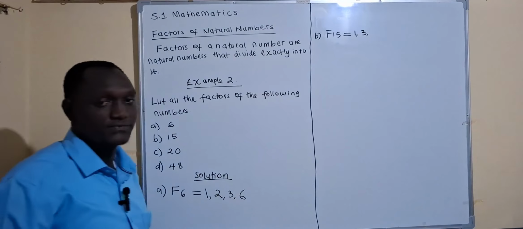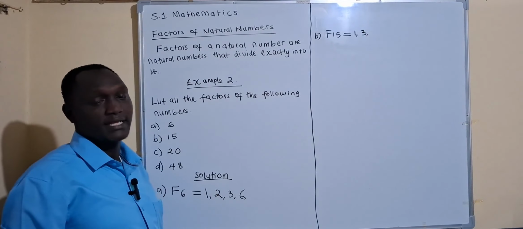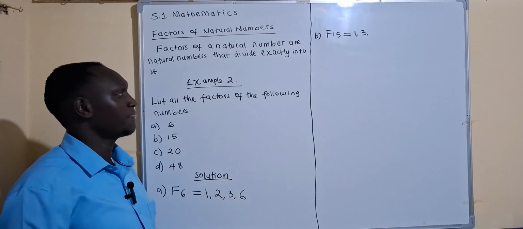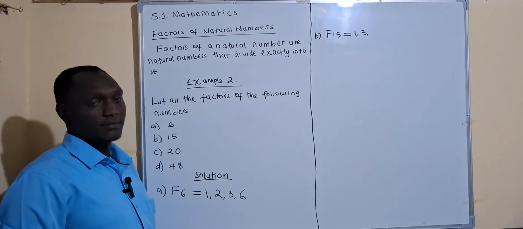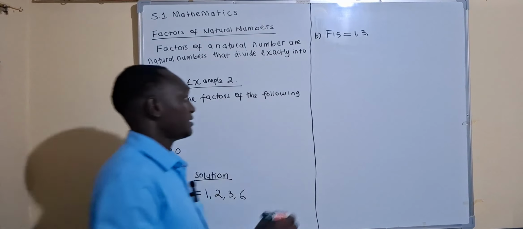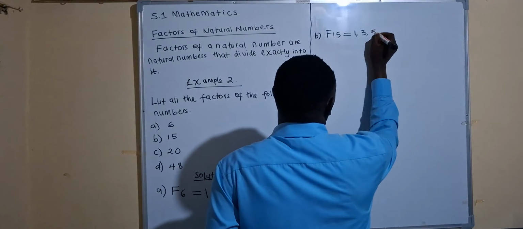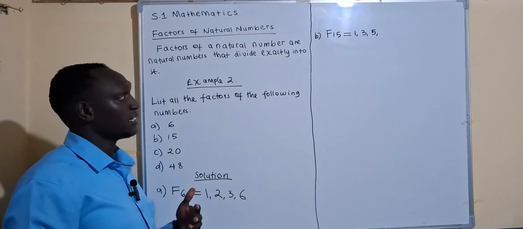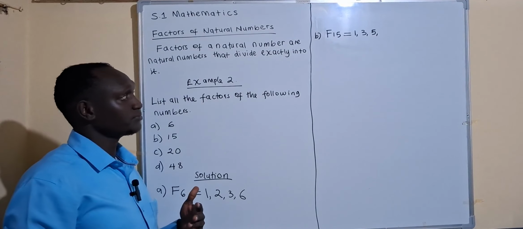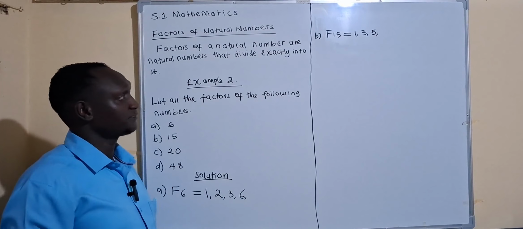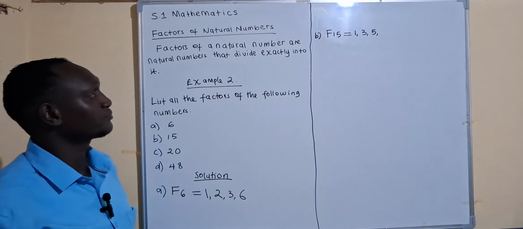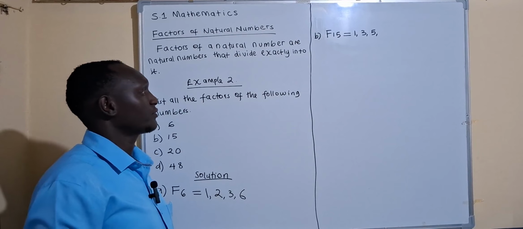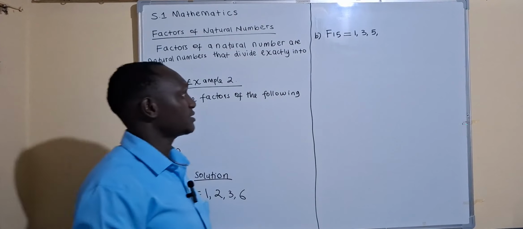What about 4? 15 divided by 4 is 3 and the remainder is 3. Just because there is a remainder, 4 is not a factor of 15. What about 5? 15 divided by 5 is 3 and the remainder is 0. That makes 5 a factor of 15. What about 6? 15 divided by 6 is 2, and the remainder is 3. So 6 is not a factor.